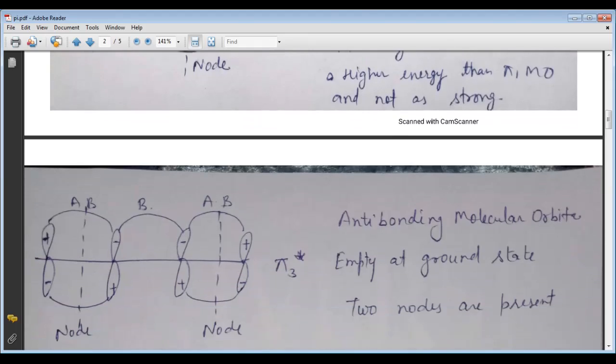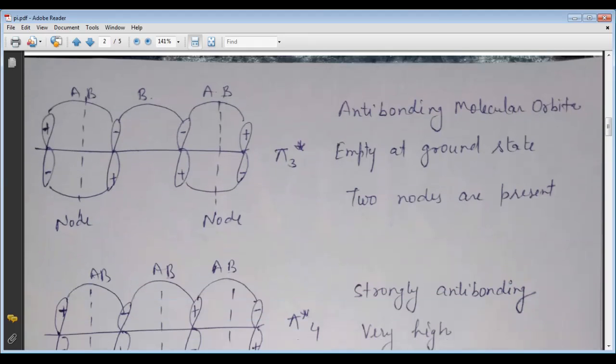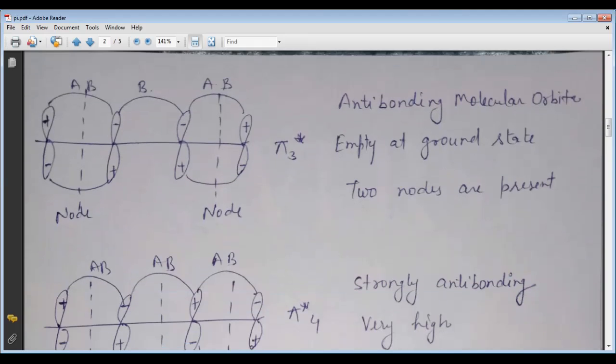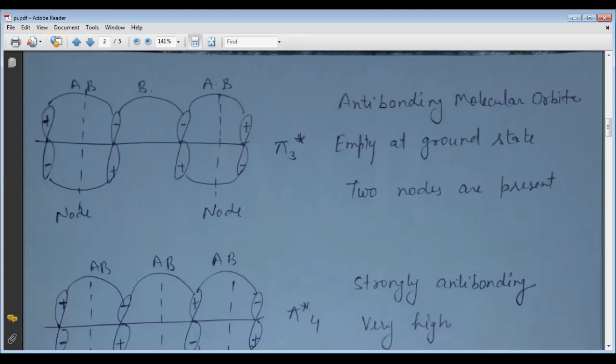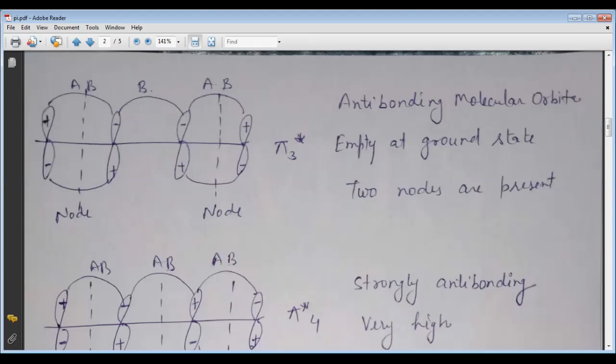ठीक है, then come to the third, that is the pi 3 star. Star किसलिए कहा, क्योंकि first two form the bonding molecular orbital, and here pi 3 and pi 4 form the antibonding molecular orbital. So here we can see there are two nodes present. Here one node is here and one node is here, so we see the opposite phase is present, plus and minus, then plus, then minus minus, and then minus plus. So we can see here there is only one bonding interaction present and two antibonding interactions present.